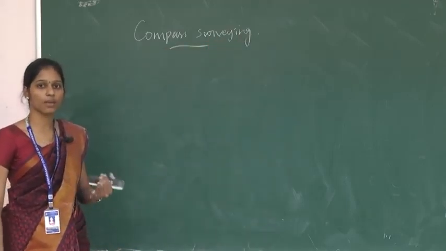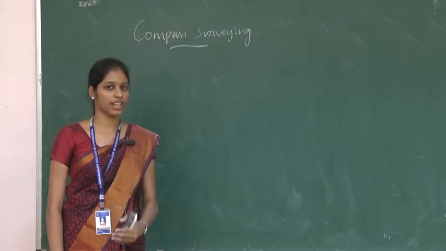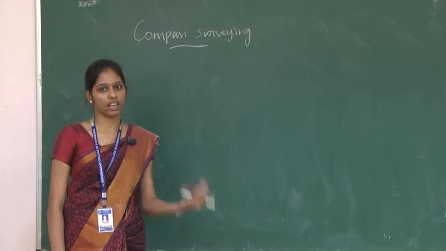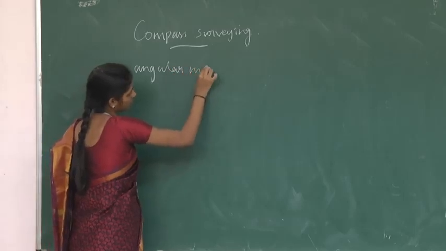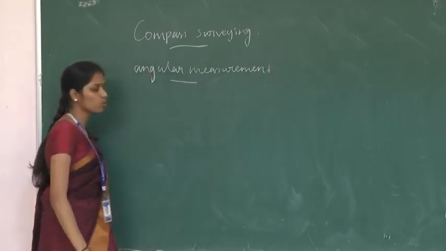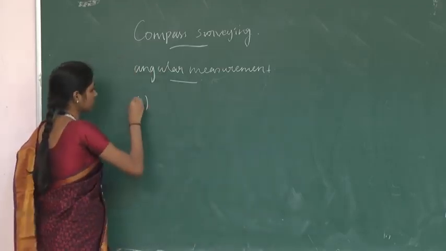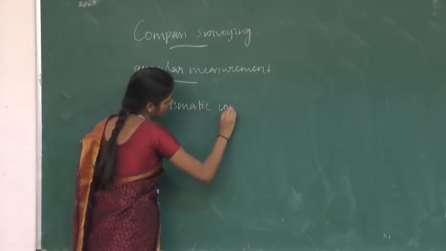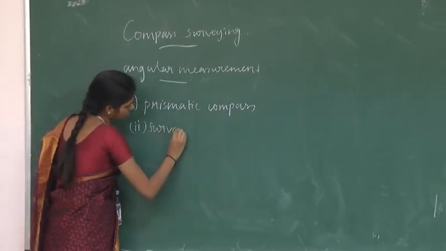In chain surveying, we are only measuring the distance, since the measurement taken by chain surveying is said to be linear measurement. In compass surveying, we are measuring the angular, that means horizontal angle. This is said to be an angular measurement. There are 2 types of compass that can be used for compass surveying. First one, prismatic compass. Second one, surveyor compass.